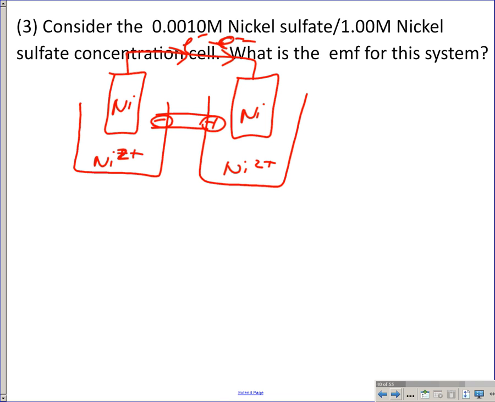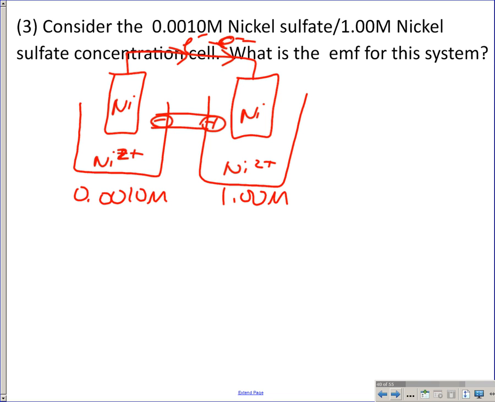According to the information given, 0.001 molar and 1.0 molar, who is the anode? How do you know it's 0.001? Less concentrated one. In a concentration cell, the less concentrated solution is at the anode. You gotta know that, okay? So this one's 0.001 molar, and this one's 1.00 molar.